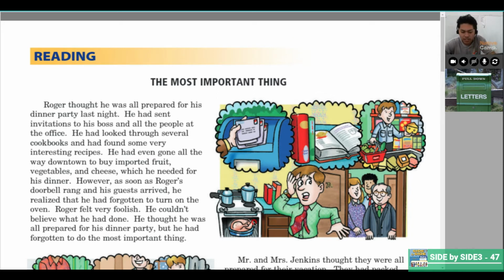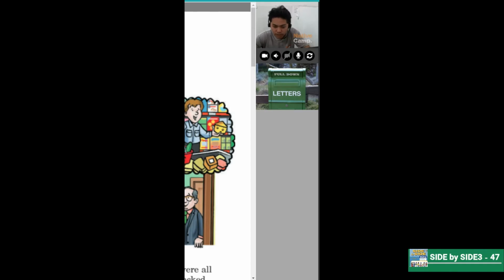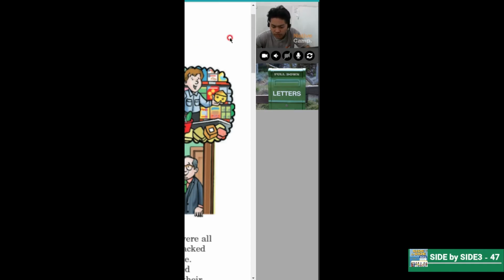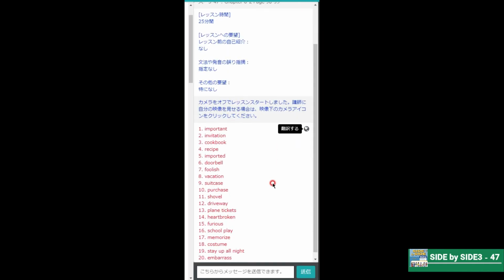Reading. So before we read the story, please check the chat box for some vocabulary words and repeat after me once, please. Okay.